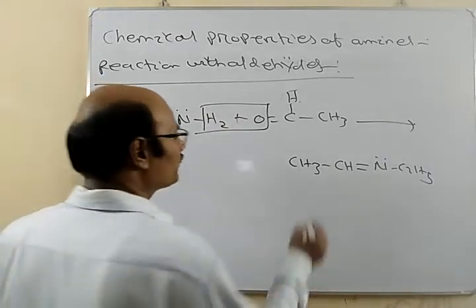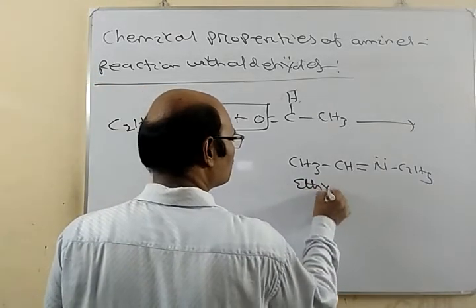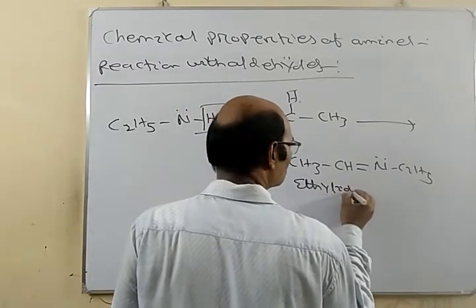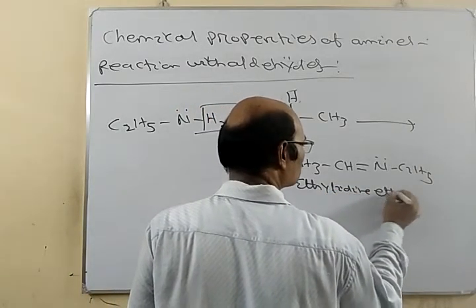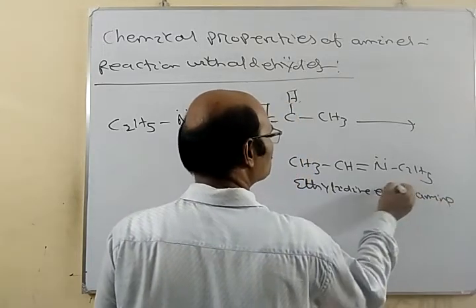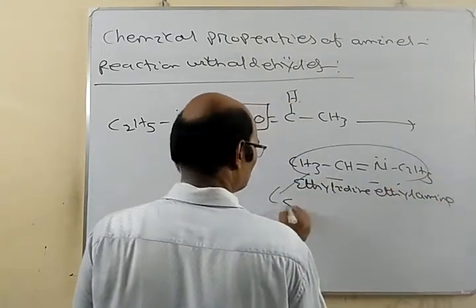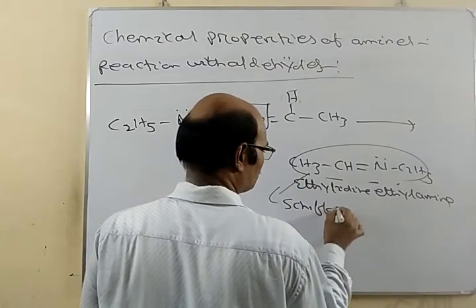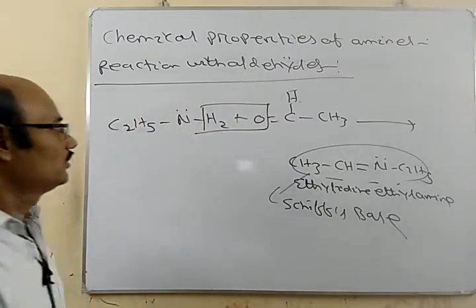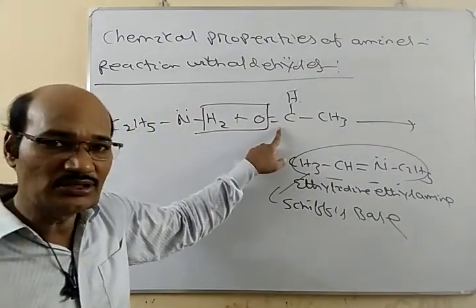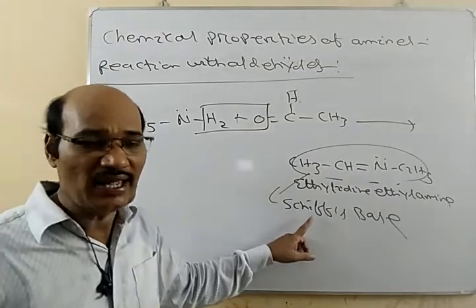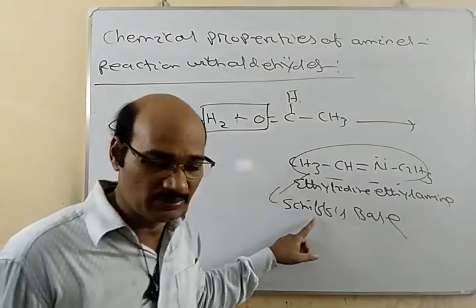This is called what? Ethylidene. This is what? Schiff base. So aldehydes react with primary amines to form what you know as ethylidene amines, called Schiff base.